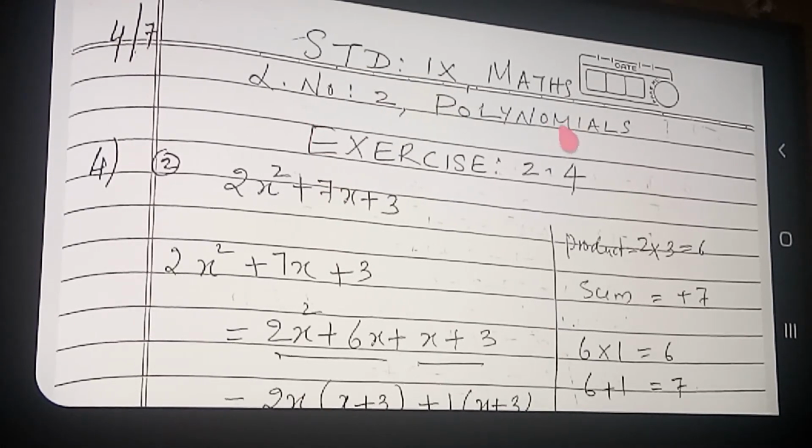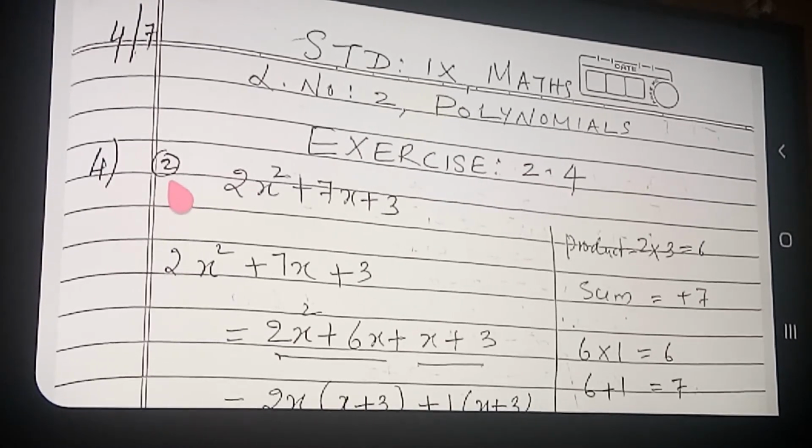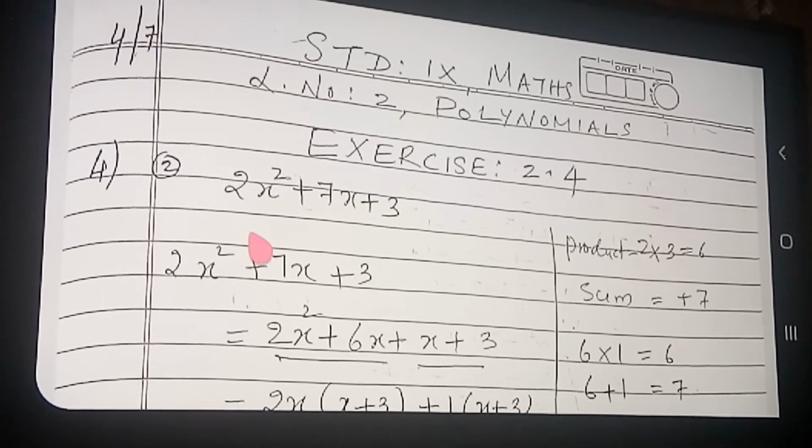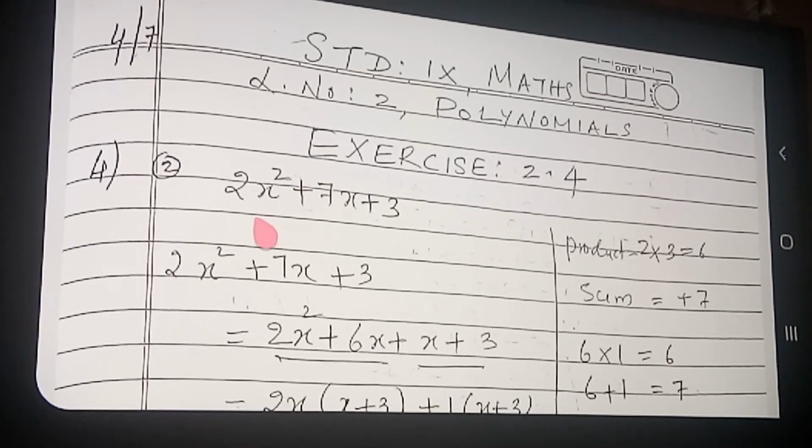Lesson number 2, polynomials exercise 2.4 remaining part. Remaining part means this is factorization only; the first sum I explained in the previous video. Now, factorization, listen here: 2x square plus 7x plus 3. The method is the same: 2 into 3, product you want to get 6 and sum you want to get 7.